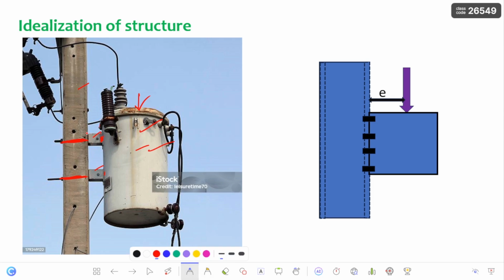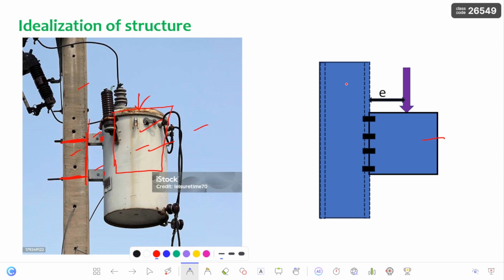If you observe clearly, this is the plane in which the bolts are there, and the plane in which the load is there is the perpendicular plane. This is the perpendicular plane, and this is the plane in which the bolts are there. The plane which is perpendicular to the bolts' plane is where the transformer lies. So we can call it an eccentric out-of-plane connection, because the bolts and transformer are in different planes, absolutely perpendicular. So it is nothing but out-of-plane loading.